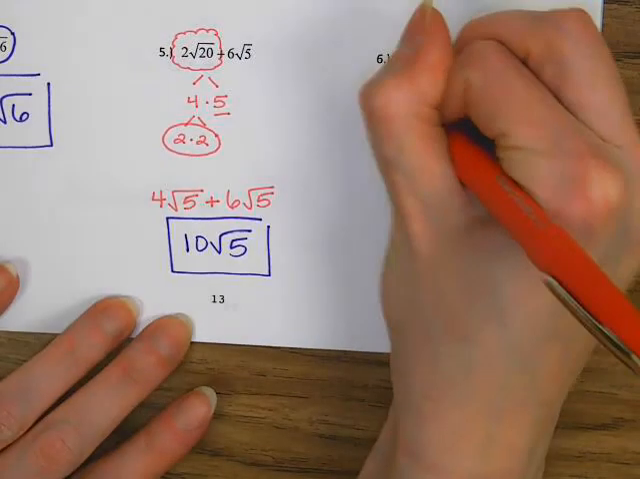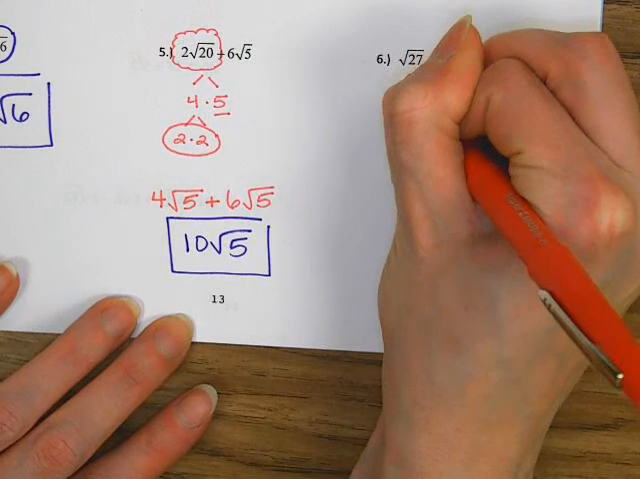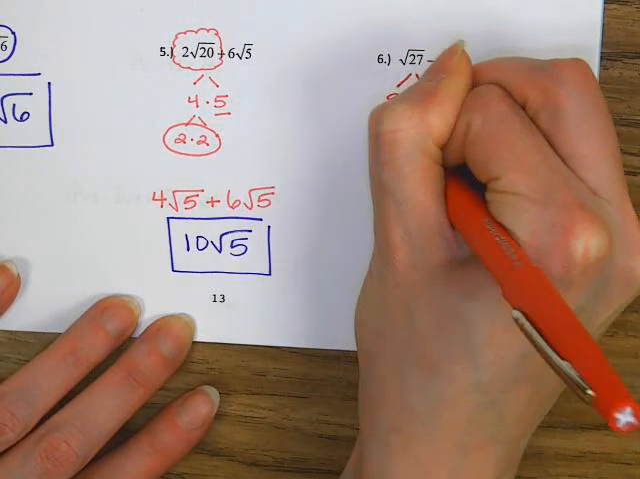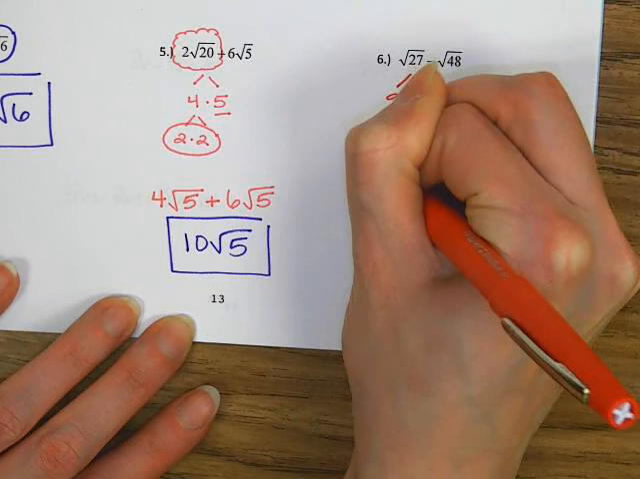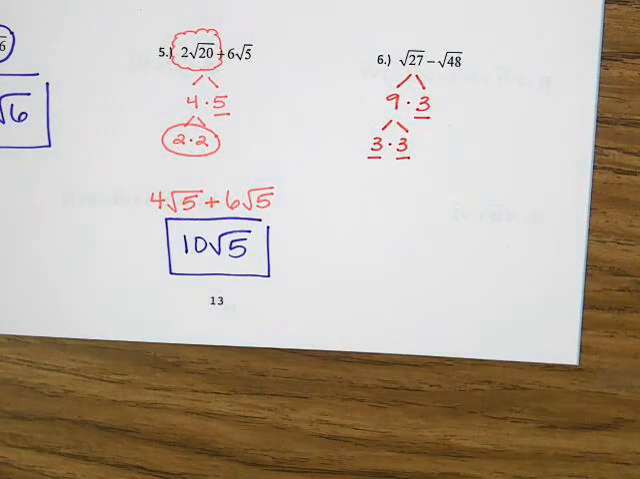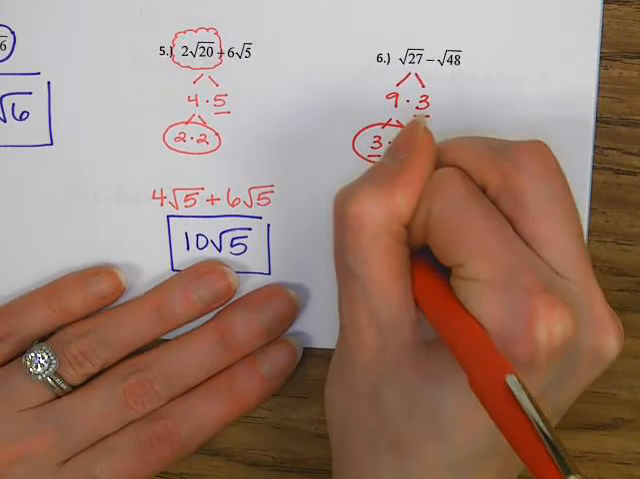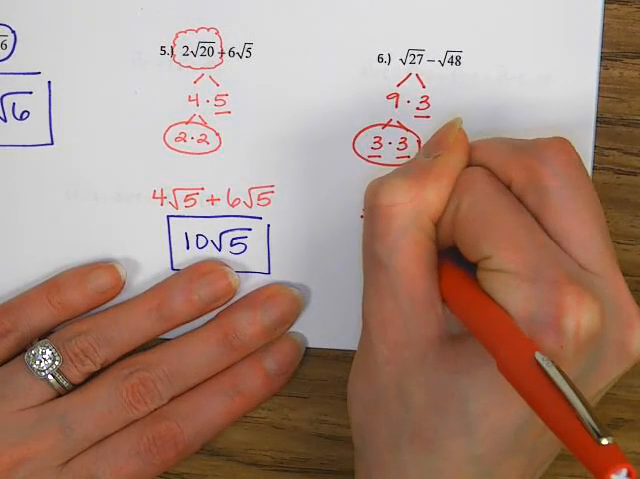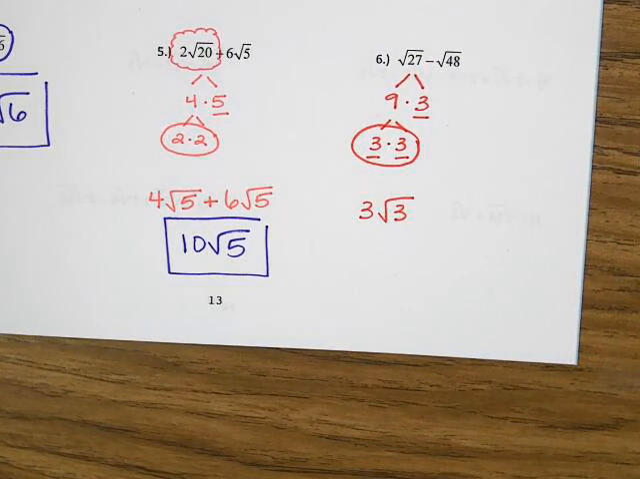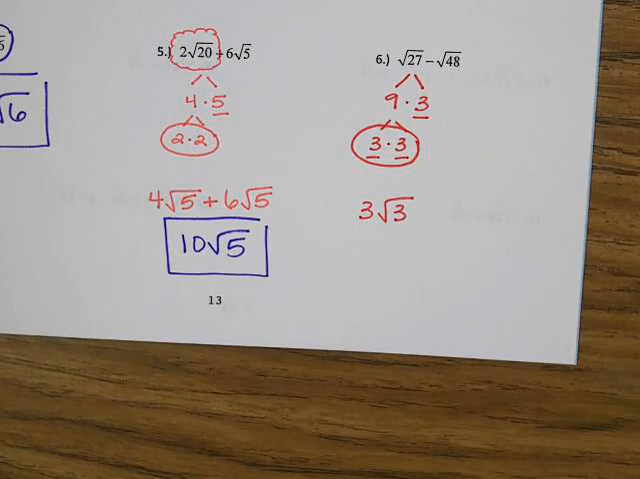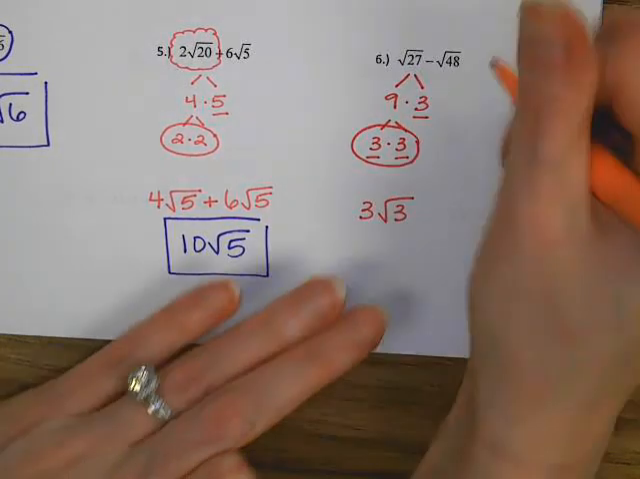So root 27 could really be 9 times 3, and then 9 could be 3 times 3. Okay, so for that one, we have a double 3, which means we pull out a 3, and we're left with a single 3 on the inside. Now let's do the same thing for root 48.